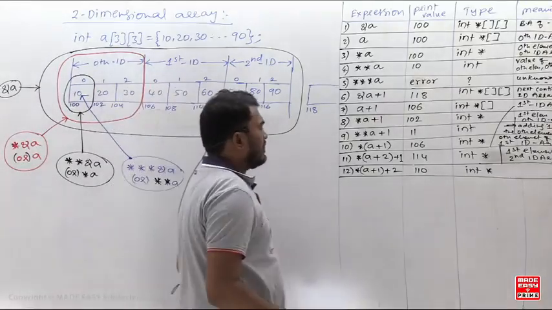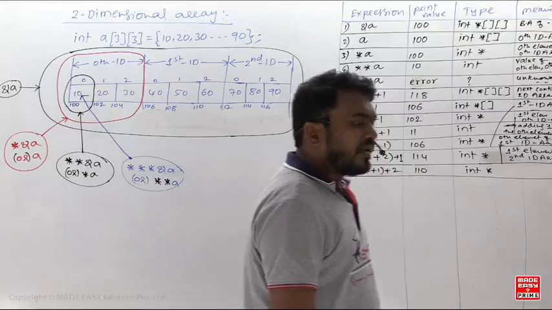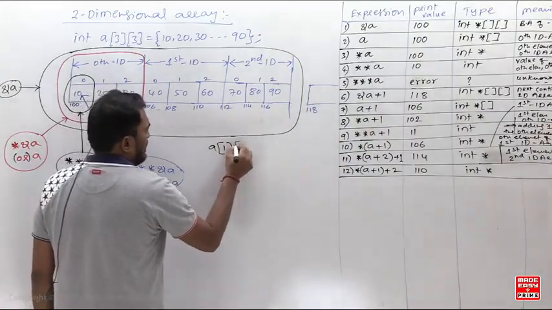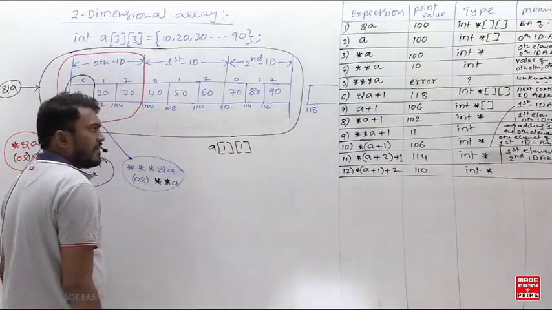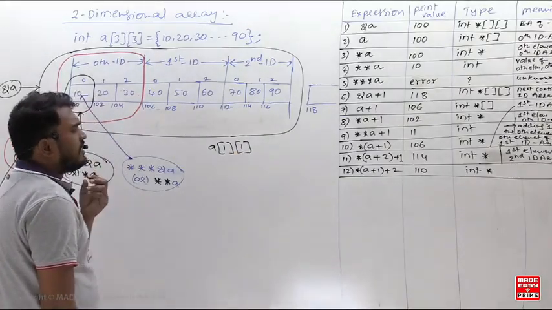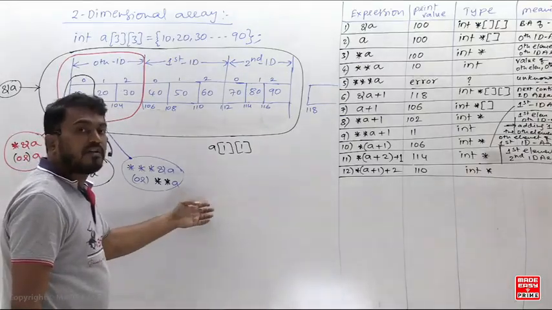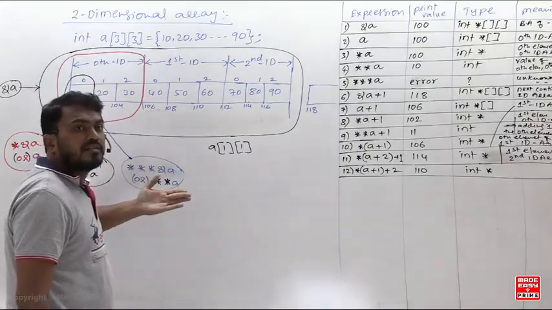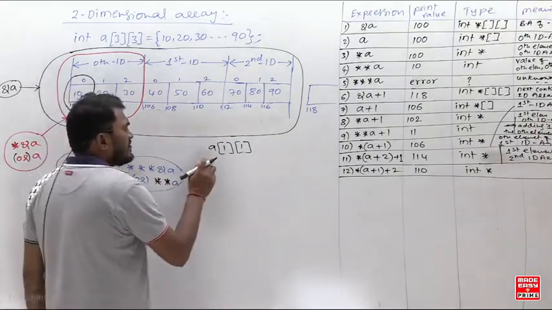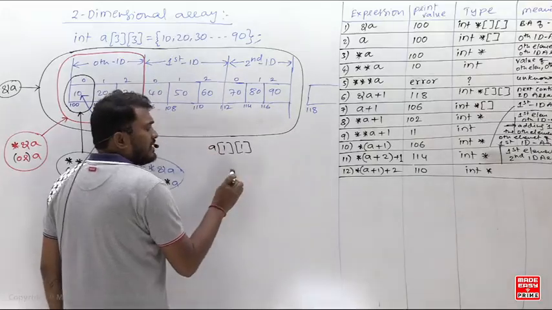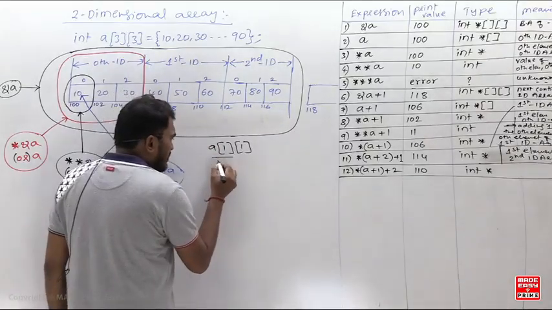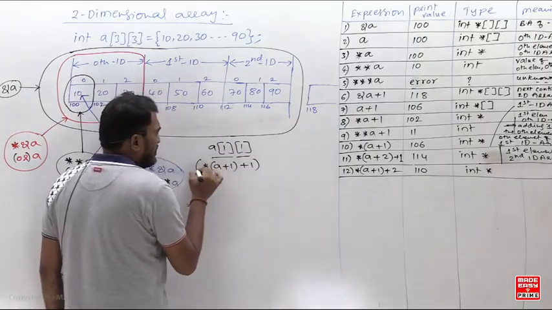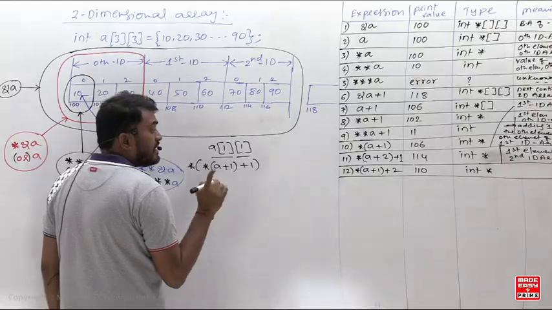A plus 1 whole star, okay, plus 2. Is this clear? Now listen carefully. When you write a of 1 1 in your program, how will the compiler internally evaluate it? Listen here. It will be evaluated as: first a plus 1 whole star, and again plus 1 whole star.